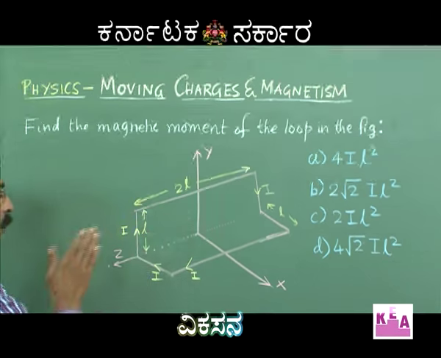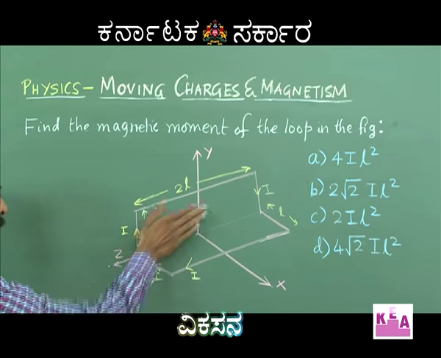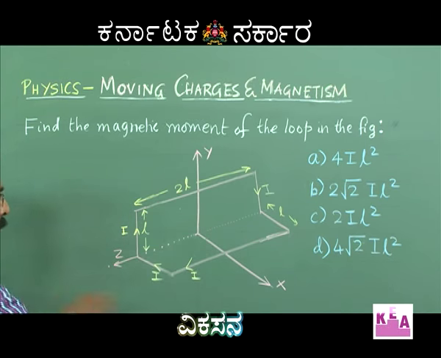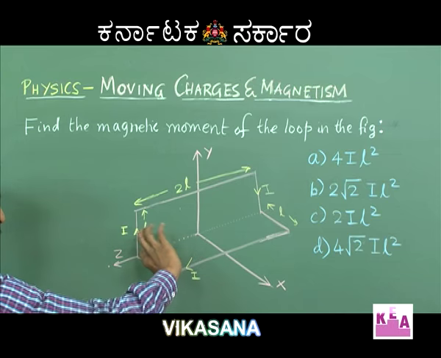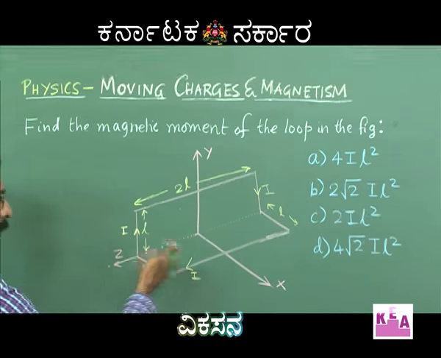It consists of two parts, this part and this part. This part lies in the YZ plane and this part lies in the XZ plane. It is a rectangle actually. Its length is L, breadth is 2L, the current is same.